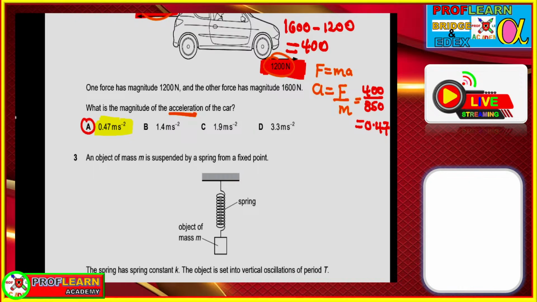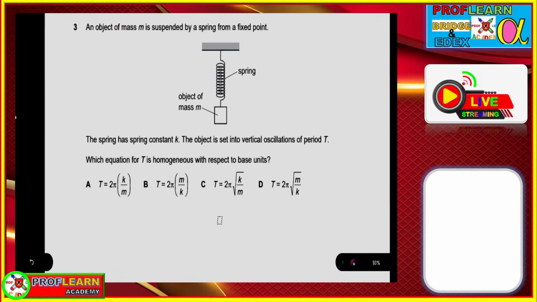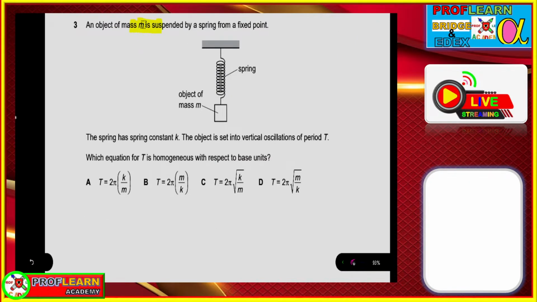Question number 3 says an object of mass m is suspended from a fixed point, and then we have the spring here, and then the mass. The spring has a spring constant k, and the object is set into vertical oscillation with period t. Which equation of t is homogeneous with the base units? And that is going to be D in that case.